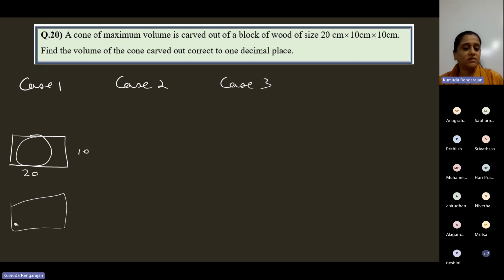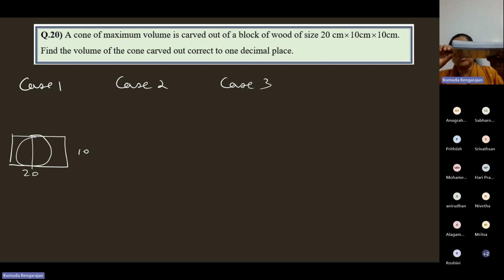The biggest circle you can draw in a rectangle of dimensions 20 by 10 is a circle of diameter 10. Yes or no? So the base is a rectangle of dimensions 20 by 10. Now, if the circle of the cone has to come out from here, the biggest circle will have diameter 10, not 20, 10. So what's the radius? 5. And what's the height of the cone?